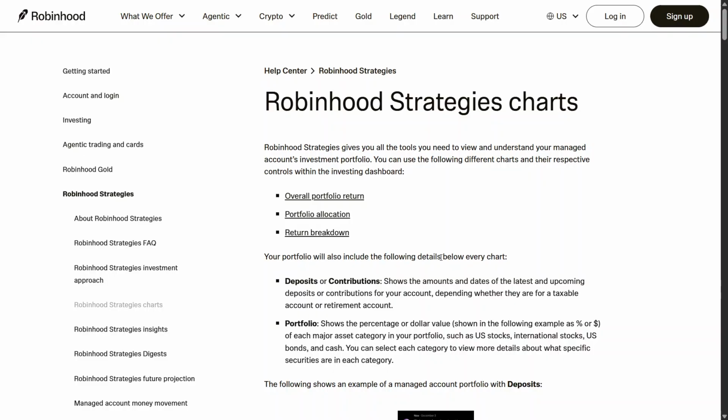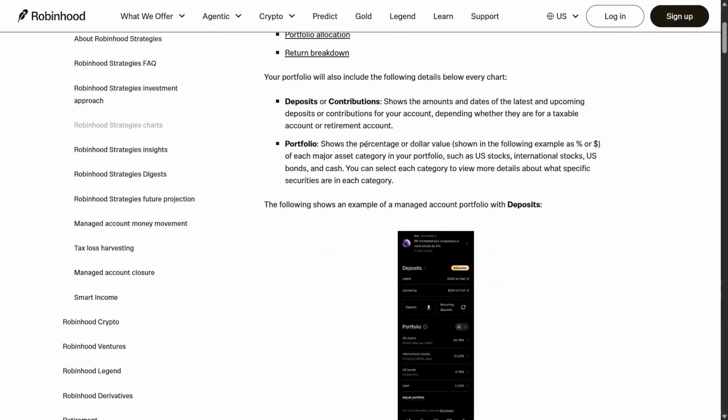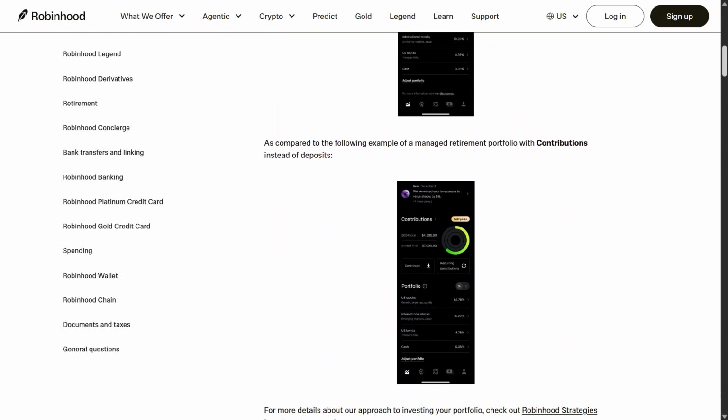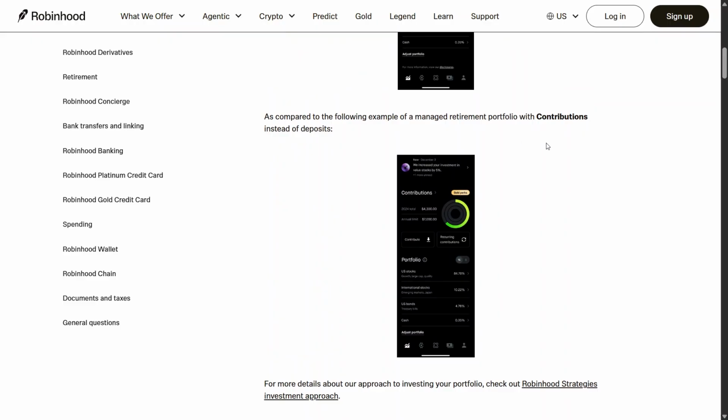Here you'll see several chart options at the top of the screen. Tap on the Portfolio Allocation Chart icon. This section displays your investments as a pie chart, making it easy to see how your portfolio is divided across different asset categories. The pie chart may include categories such as U.S. stocks, international stocks, U.S. bonds, cash, ETFs, or other investments depending on your portfolio.